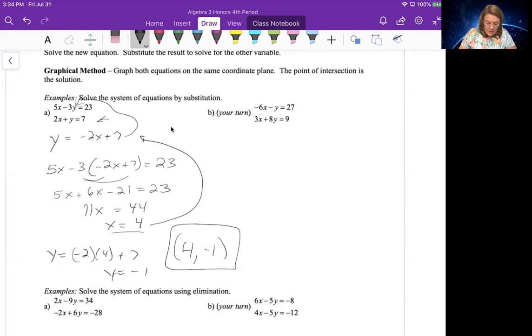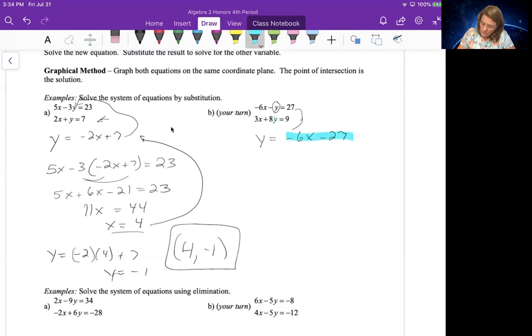Okay, so I want to solve for y. Since this y is all by itself, I would use this equation to solve for y, and I would find that y is equal to negative 6x minus 27.